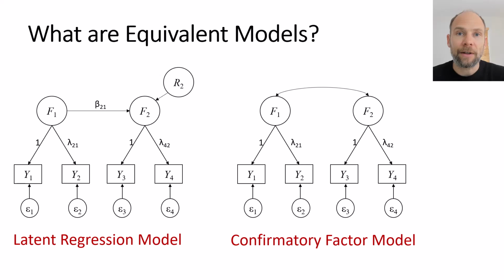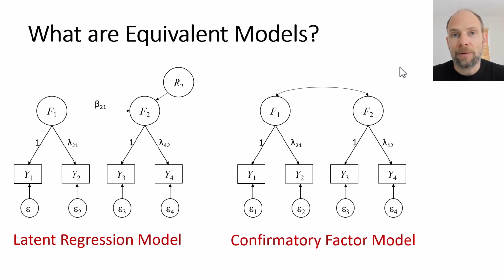So instead of having a regression path between F1 and F2 in one or the other direction, this model simply specifies a covariance, a double-headed arrow, and this would be a correlation in the standardized solution between F1 and F2, or it would be a correlation if you set the variances of F1 and F2 to 1, also in the unstandardized solution. And so then this model with only correlated factors also implies the same model fit as the latent regression model on the left-hand side.